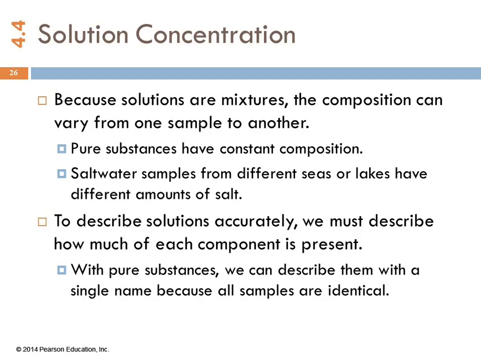The composition can vary. That's why it's a mixture. Pure substances have constant composition. They're always the same. But mixtures can vary. Even if you take ocean water from different parts of the ocean, or if you come up the delta to the river, you see that the salt concentration changes. It's still a solution, but the components of the mixture are in different amounts. And so when we describe solutions, we have to say something about how much of the solute is there. We can't just give it a single name like we can with a compound or an element.